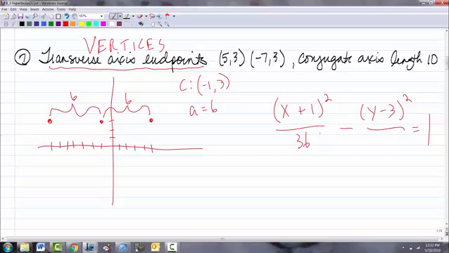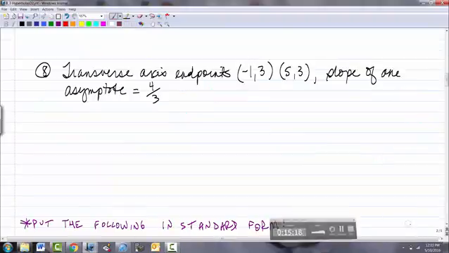Okay, and then, all right, what do I got to do now? Oh, they give us another piece of information. What goes right here? It is 25. Because the conjugate axis length is 10. That means 5 up and 5 down. I don't even care where that lands. So I know the conjugate axis radius is 5. 5 squared is 25. All right.